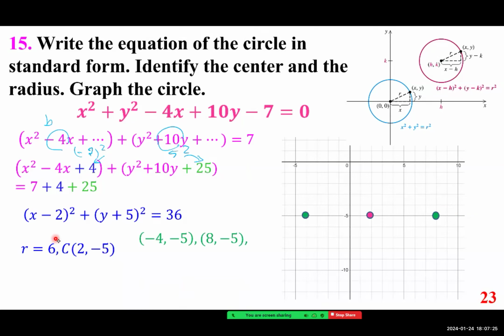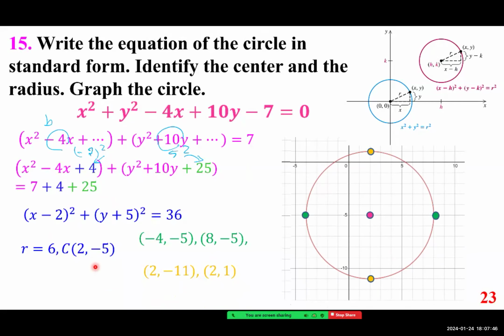Now, going back to the center, up and down by R units. So up and down, leave the x coordinate alone. Go up, that means add 6, you get positive 1. Subtract 6, you get negative 11. So those are the two pairs. And put them all together, there you have it. Again, this is one easy way to graph this.